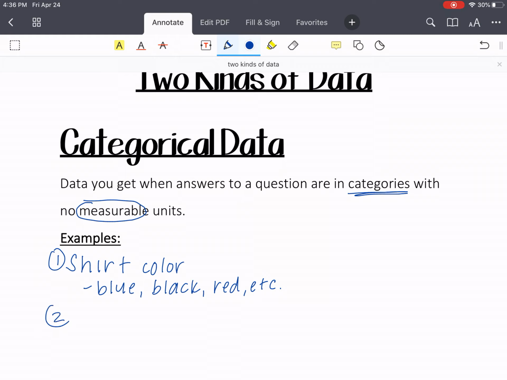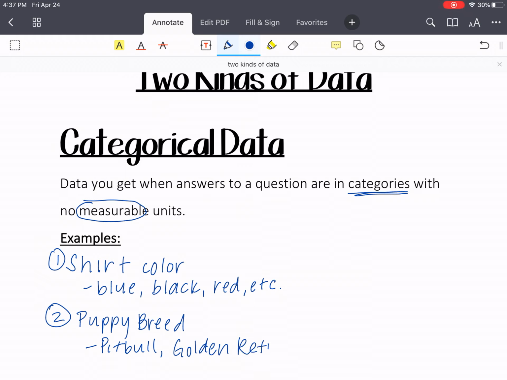Another example you could do is puppy breed. So you can't measure a pit bull breed. So, I don't know, pit bull, golden retriever, Labrador, etc.